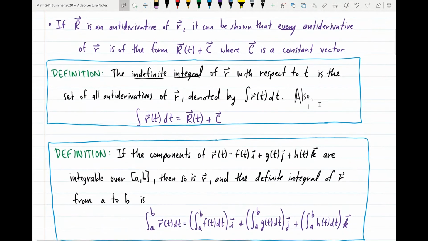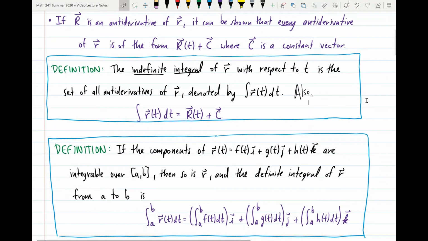So this leads into our first big definition here. The indefinite integral of a vector valued function r with respect to t is defined to be the set of all antiderivatives of r, which is denoted by the integral of r of t dt, and also note that the integral of r of t dt is equal to big R of t plus c, where c is any constant and big R of t is any arbitrary antiderivative of little r that we choose.